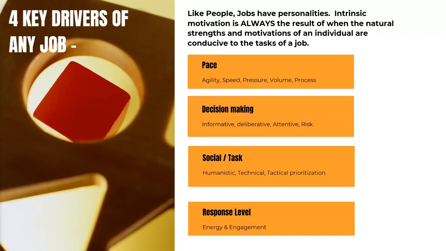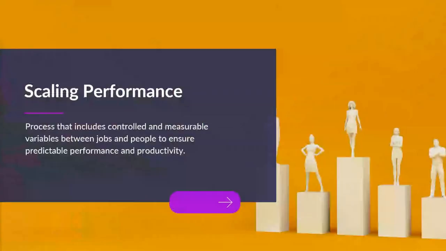Now, this process, what we refer to as scaling performance, involves controlled and measurable variables between jobs and people to ensure predictable performance and productivity. The operative word here is predictable. So if we can control these 4 key drivers, and we can create a position profile based on those key drivers, and then we also are able to capture the AcuMax index of the applicants, that naturally creates a gap that we can then focus on.